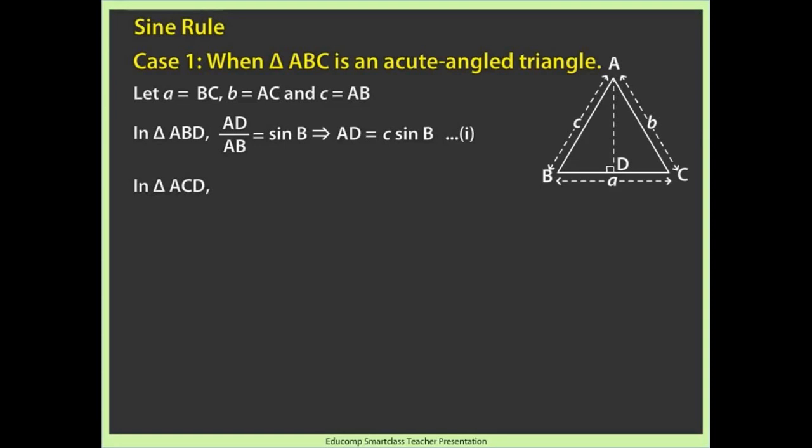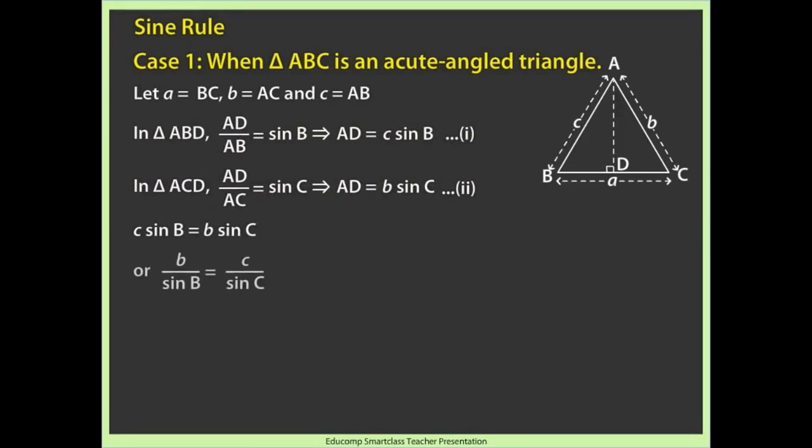Also, in the triangle ACD, AD over AC is equal to sine C. Since AC is equal to b, thus we have AD is equal to b sine C. Name it equation 2. Now from equations 1 and 2, we get c sine B is equal to b sine C, or we have b over sine B is equal to c over sine C. Let this be equation A.